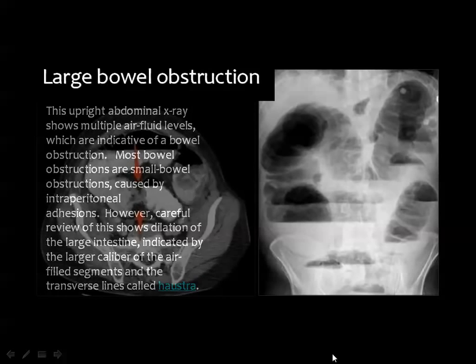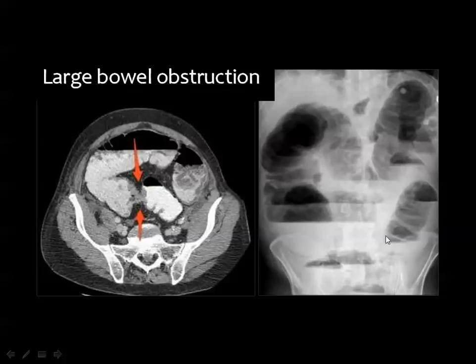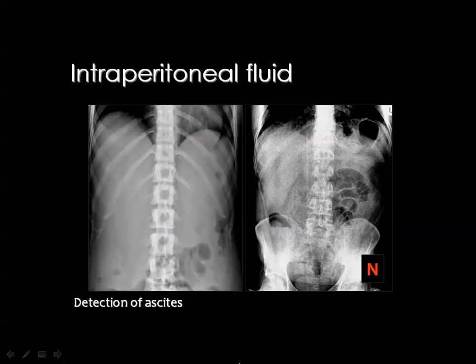Then the CT scan of the same case showed that this obstruction is due to the presence of a malignant stricture in the sigmoid colon, giving the typical configuration of the apple core appearance, and you can see here indicated by arrows.